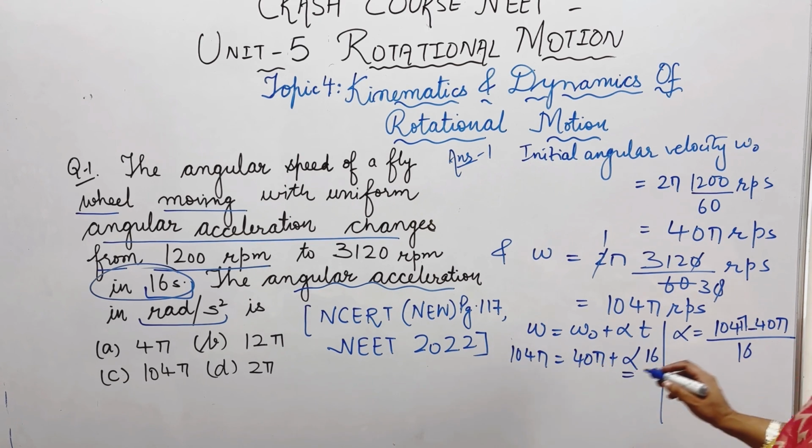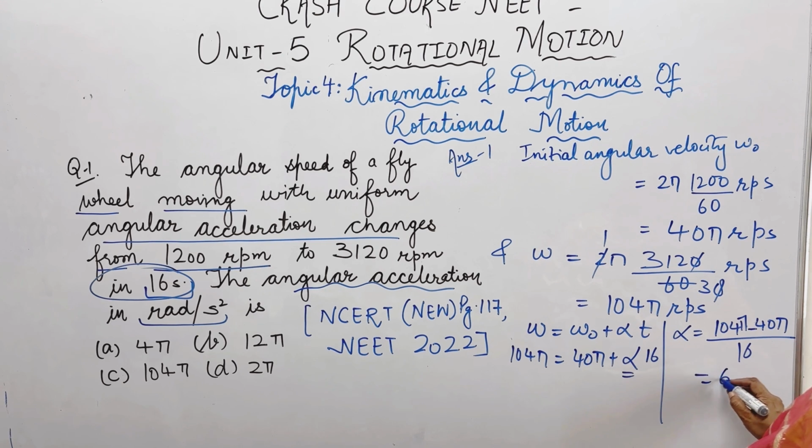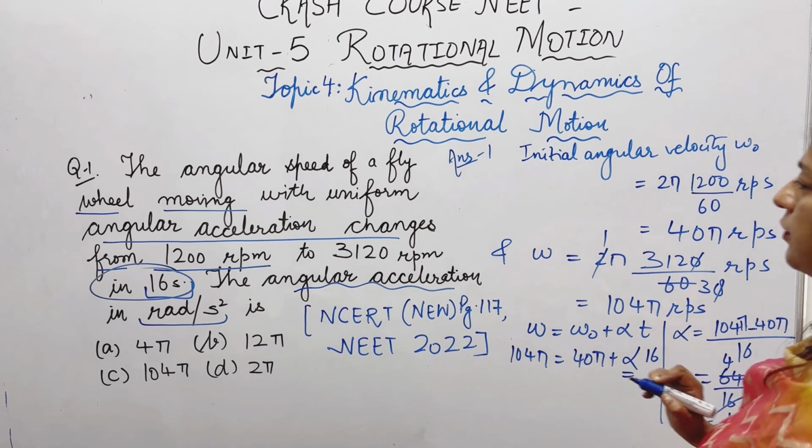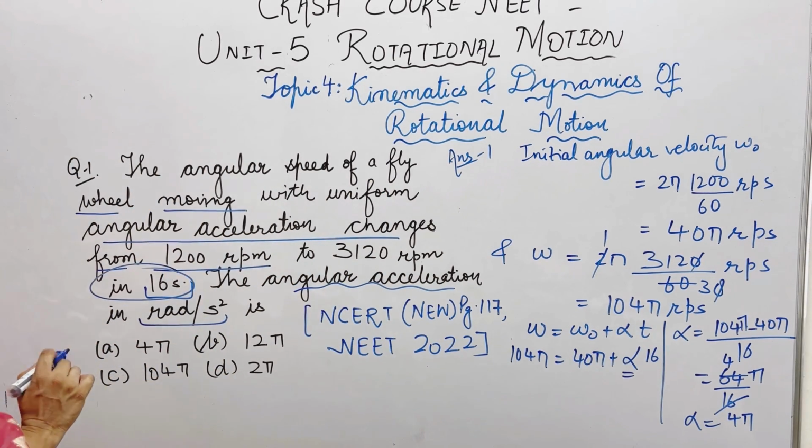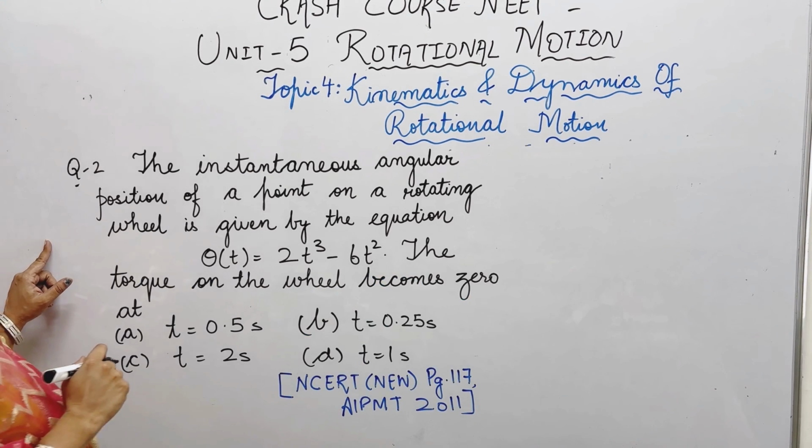104 pi minus 40 pi divided by 16, and the value comes out 64 upon 16 pi. So the angular acceleration in radians per second square comes out 4 pi, and it goes with option A. The answer for the first is option A, 4 pi. Now question number 2.